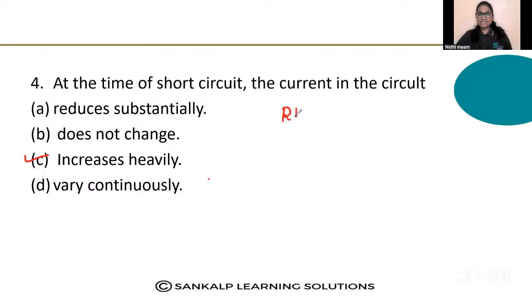Exactly right. What happens during a short circuit? Resistance reduces. So we know Ohm's law. What is Ohm's law? Can anyone tell me? Ohm's law, which we learned in electricity. Okay, let us keep option C aside. Now tell me, what is Ohm's law?